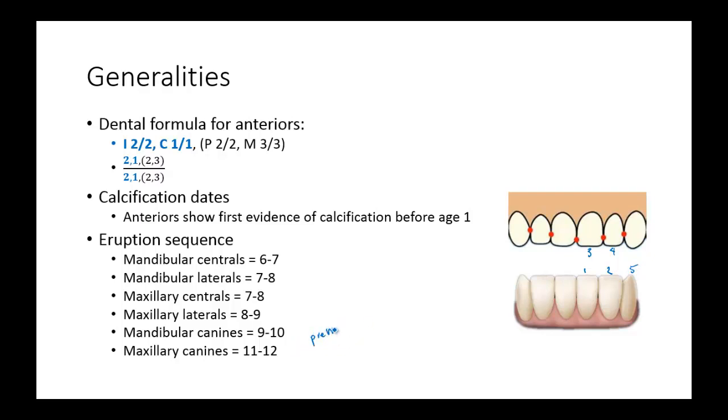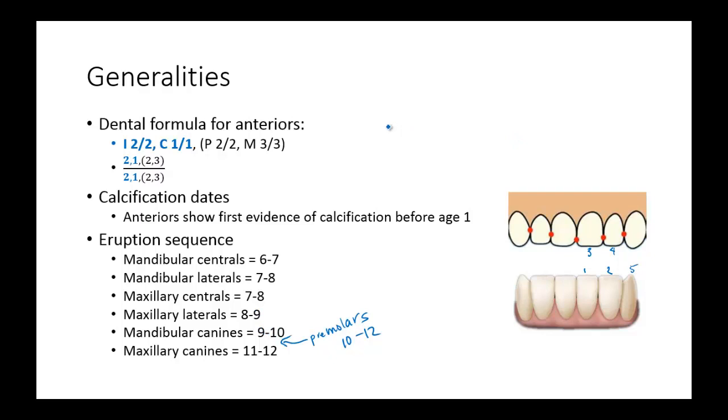you actually have premolars just inside here, and that's going to be 10 to 12. So it's easy to remember because if it's 6 to 7 for the mandibular central, the next one starts with the last number of the previous one. So 6, 7, 7, 8, and then 8, 9, 9, 10, 10, 12, 11, 12.